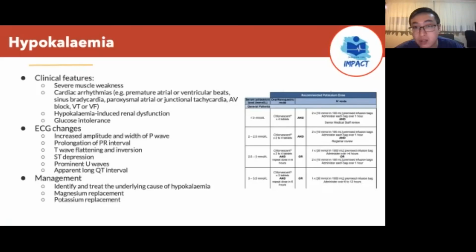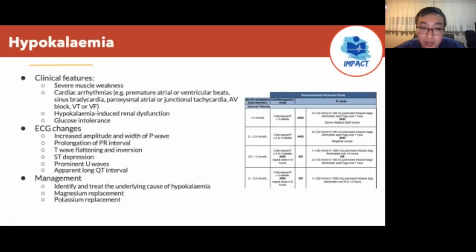So the one to remember is that it causes GI upset. So it causes nausea, vomiting, diarrhea, abdominal discomfort. Now, as Sean has mentioned, there are also 2 forms of IV potassium that are available on the ward that you can use.